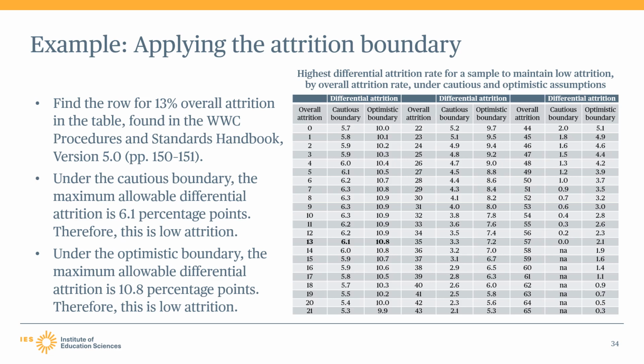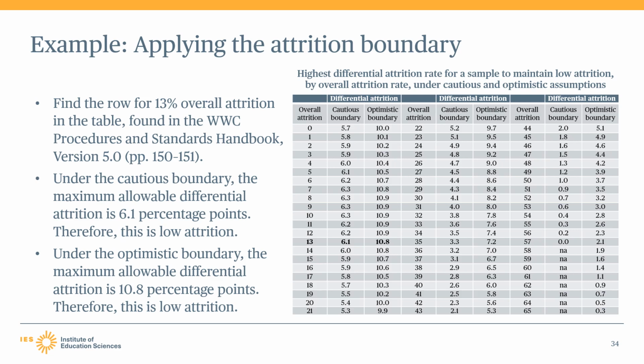The table lists the overall attrition in the leftmost column. Again, recall that the overall attrition from our example was 13%. You'll see that the table includes both the cautious and optimistic boundaries. So given an overall attrition rate of 13%, the maximum allowable differential attrition rate is 6.1 percentage points under the cautious boundary and 10.8 percentage points under the optimistic boundary.